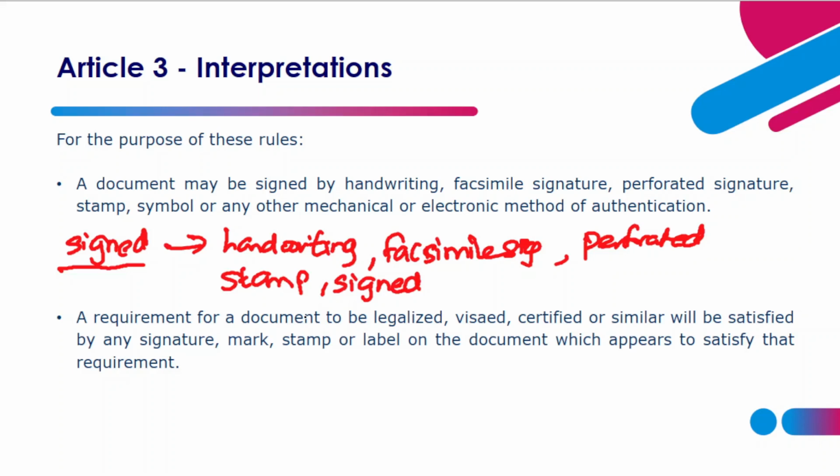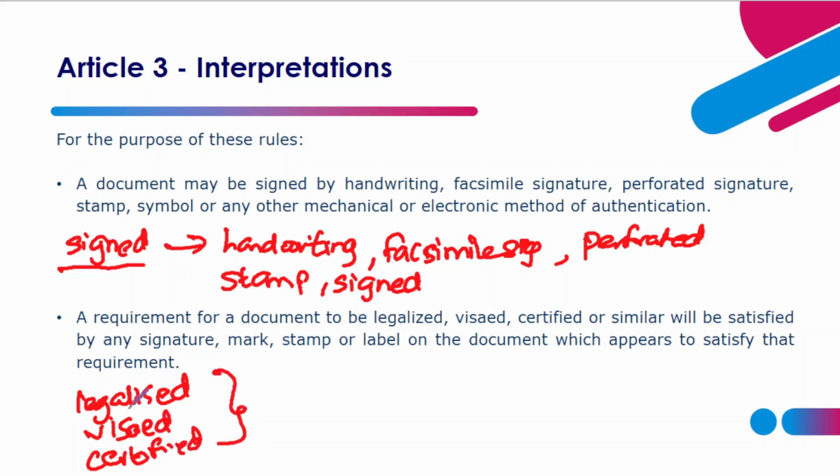Alright. A requirement for a document to be legalized, visaed, certified, or similar will be satisfied by any signature, mark, stamp, or label on the document which appears to satisfy that requirement. So again, if the document asks for something to be legalized, the words I'll be mentioning over here, legalized, visaed, or certified, or any other word which gives a similar meaning.